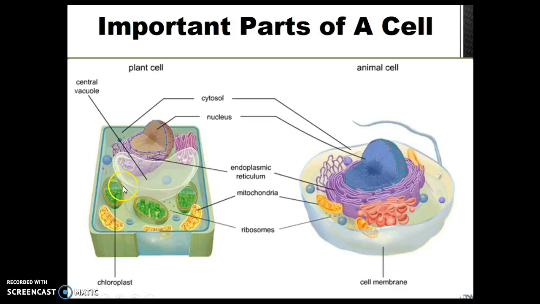Up in the left-hand corner, we're going to start with the central vacuole. This is unique to the plant cell. The cytosol, found in both, is containing the cytoplasm, holding all of those organelles together. The nucleus is going to be where your DNA and the important information is held.